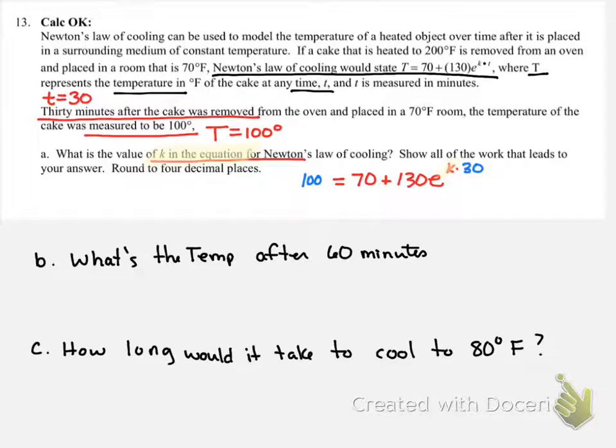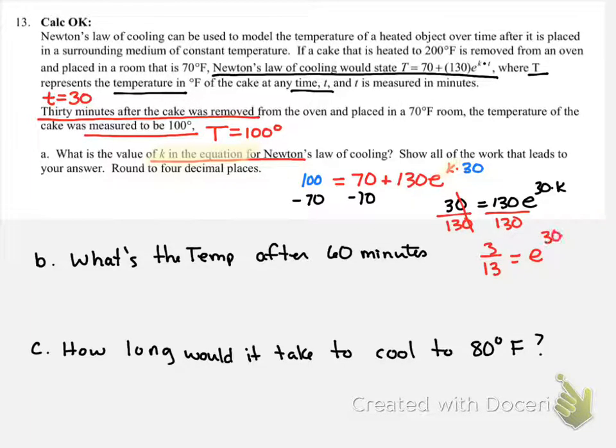So I'll start by subtracting 70. And now we've got 30 equals 130 e to the 30 times k. Doesn't matter what order we put that in. I'll divide by 130. And so 3 over 13 equals e to the 30 times k.